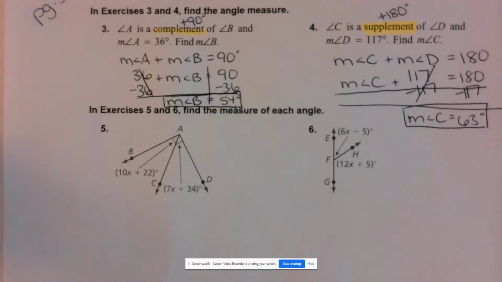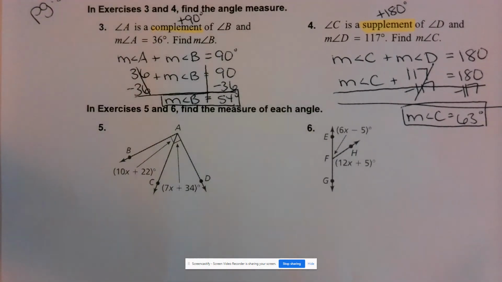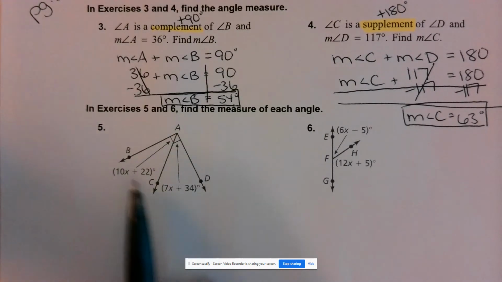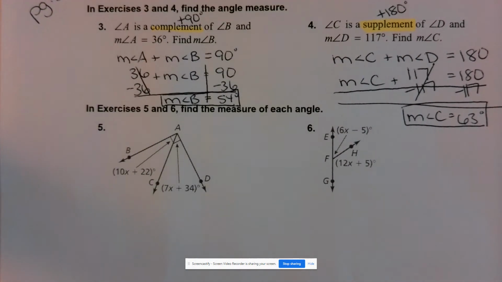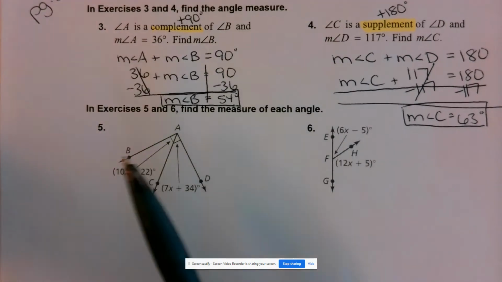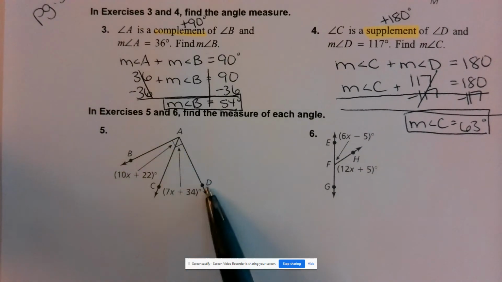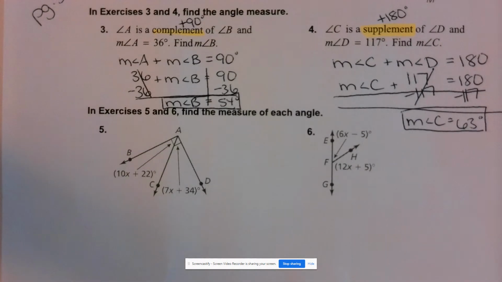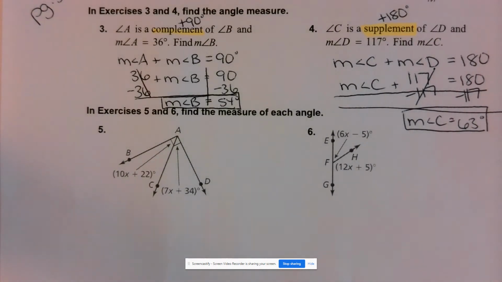So now we're ready to bump up the difficulty, and we're going to be finding angle measures, but notice I have variables now. So I need to think about what I know in this picture. I've got a larger angle, angle BAD, and it's broken up into 2 smaller angles. So I'm thinking I can probably use the angle addition postulate to come up with some type of an equation.